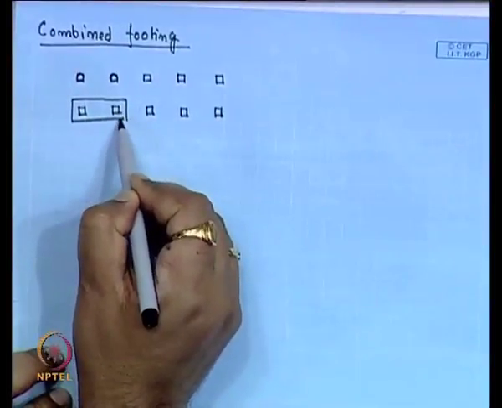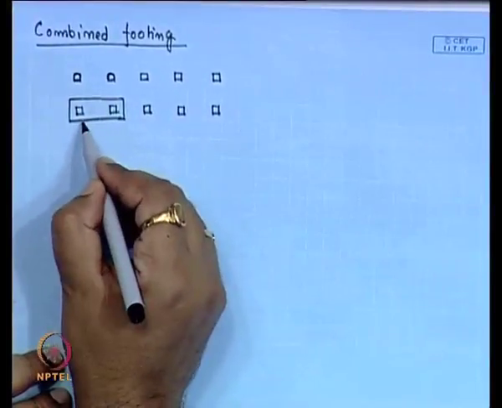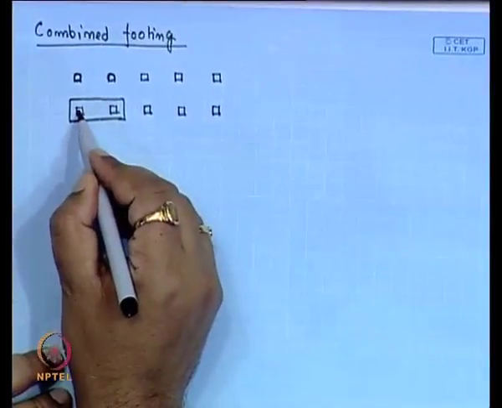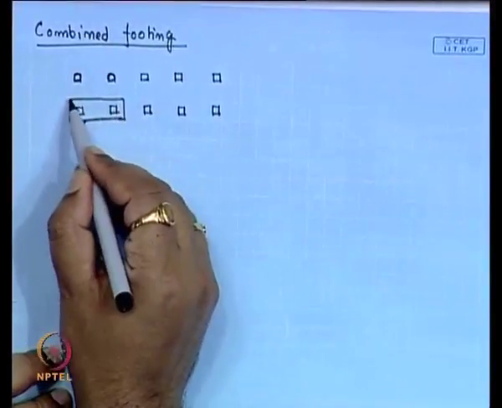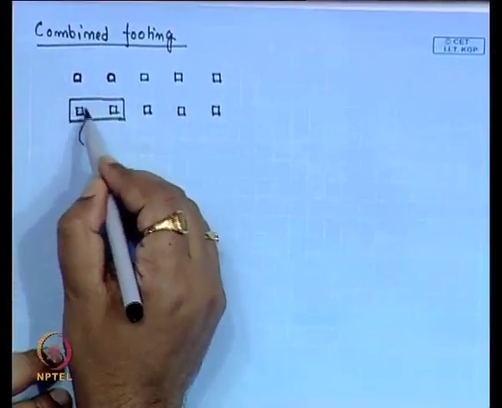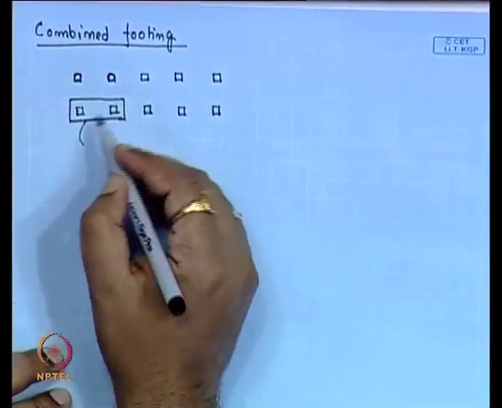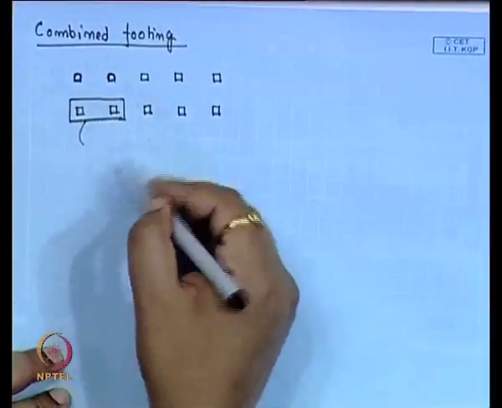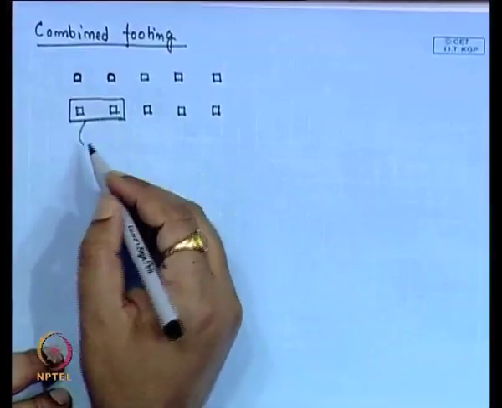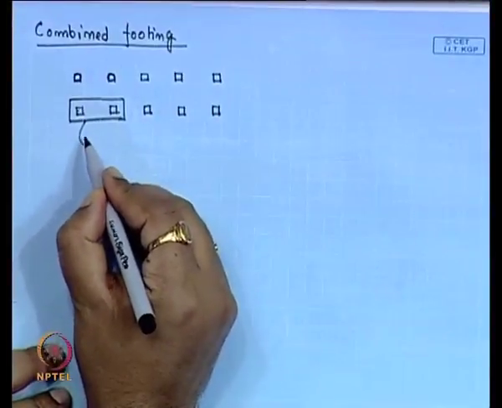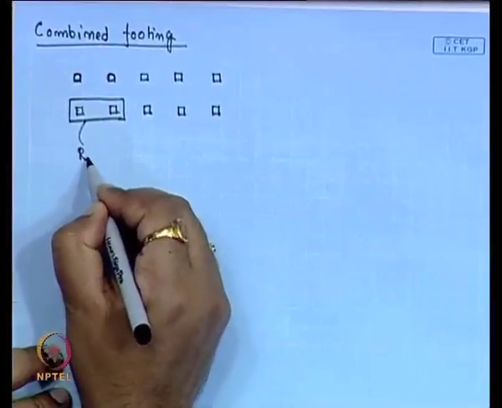the combined footing. Now, suppose this is the rectangular combined footing. This is one column, and this is another column. Now, instead of using an isolated footing for each single column, we are combining these two columns. This may be more than two also, depending upon the situation in the field. So, this type of footing is called the rectangular combined footing.